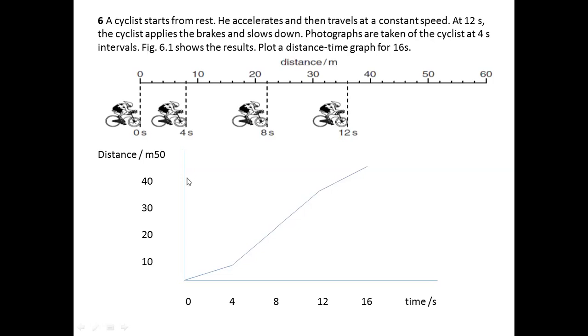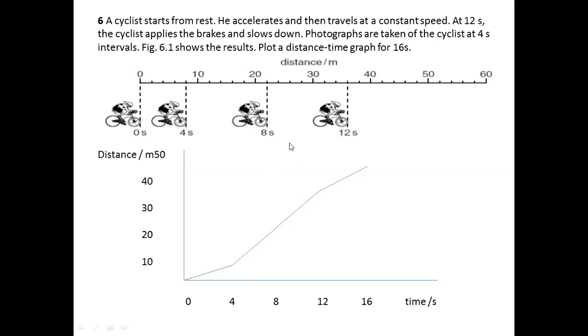He starts from rest and accelerates, and then travels at constant speed. So what is the shape of a distance-time graph? If we have constant speed, we have a straight line. From 0 to 4 seconds, we have a straight line, and the distance is 8 meters. So we draw a straight line till 8 meters at 4 seconds. Then we have again a straight line from 4 to 8 seconds, and it will be till 22 meters.